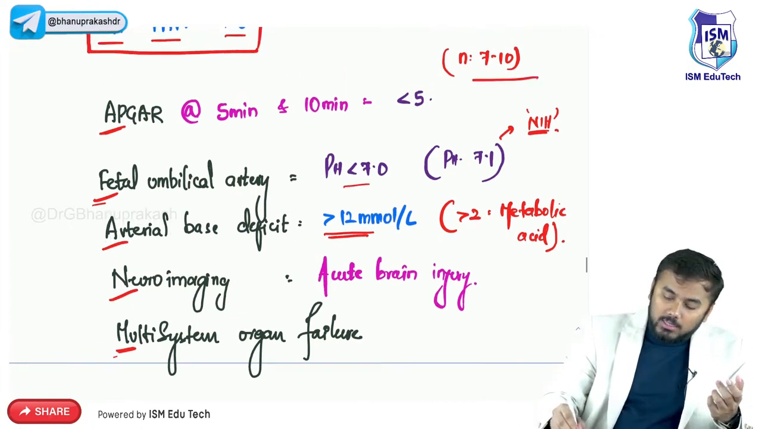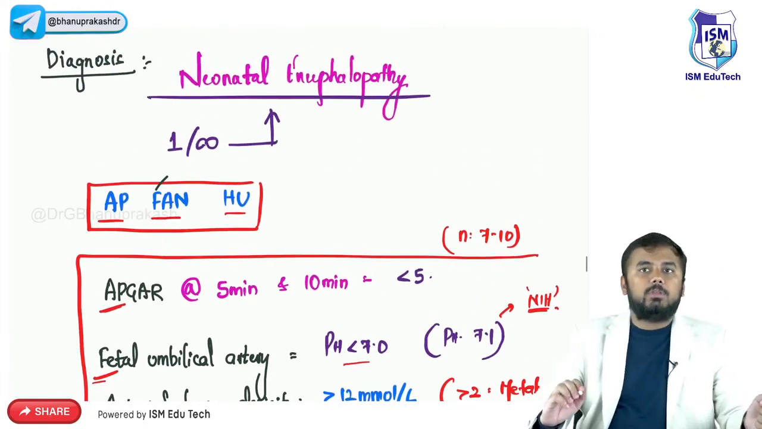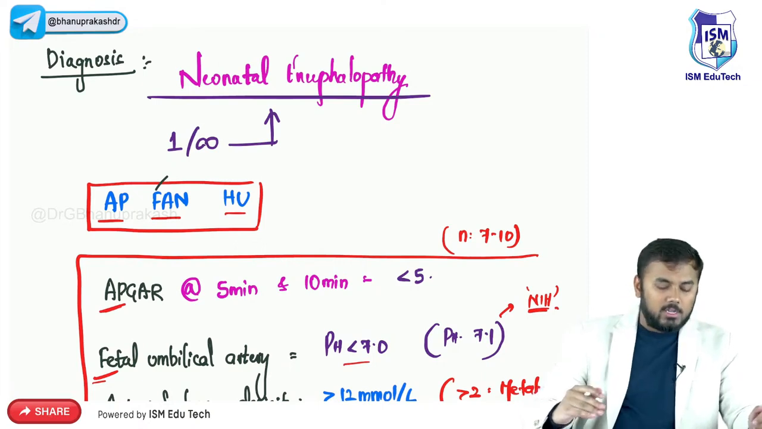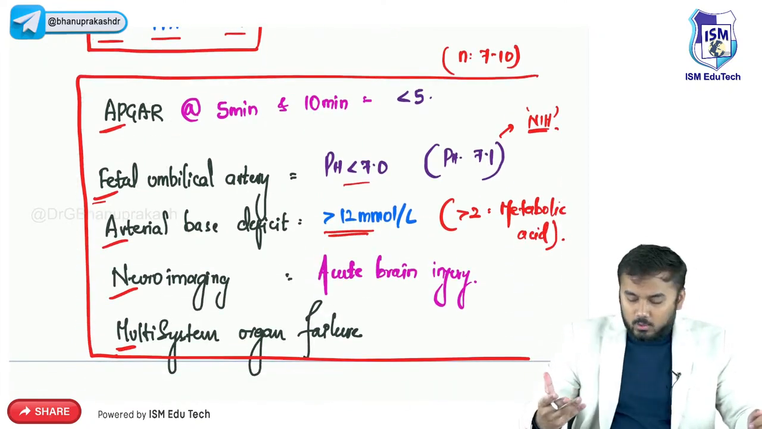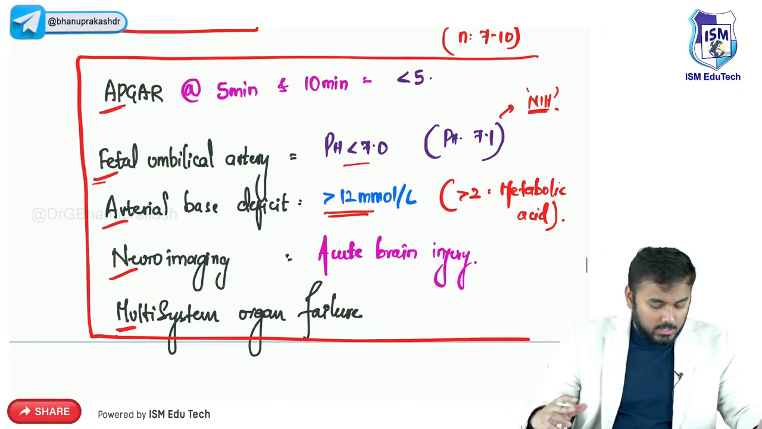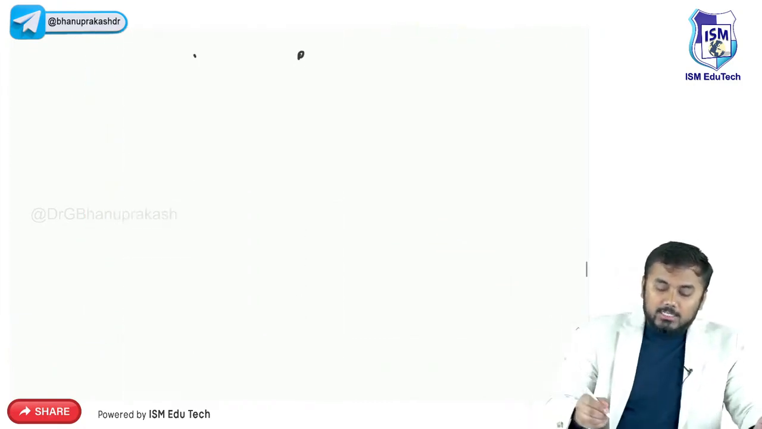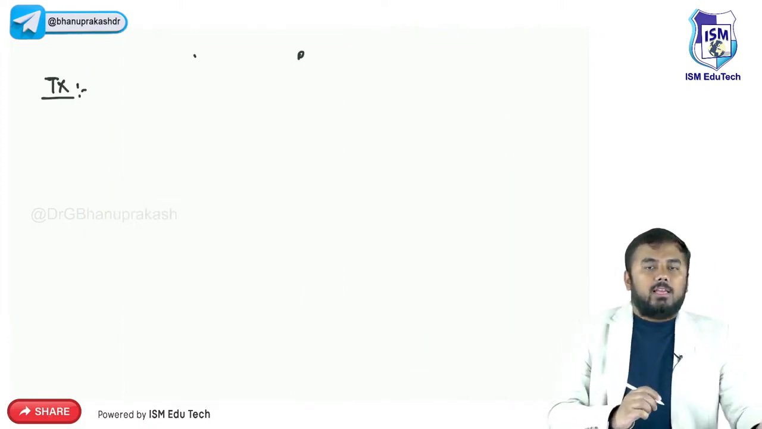So out of all these, if you see one or more features, then it is confirmed that the baby has neonatal encephalopathy. This is not conceptual anyway, this is something you just have to remember. Learn it by heart, do whatever, but you have to know this. After this, the next important thing we shall discuss is the last part of today's topic, that is the treatment.